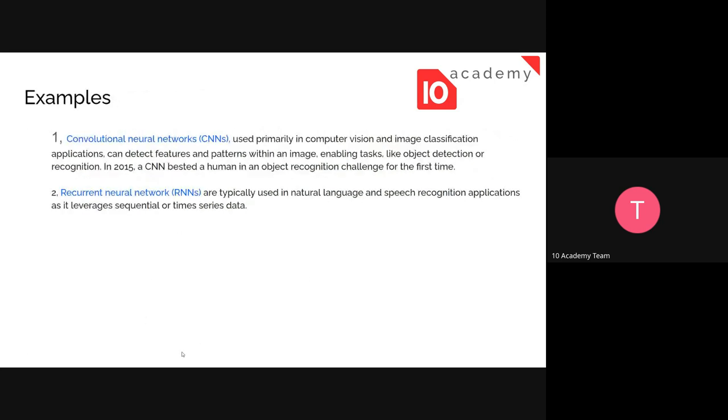If you have the main concept of neural networks, then there are types of neural networks. The first one is convolutional neural networks. They're mostly used for things related to computer vision and image classification applications. And there's the other one, the recurrent neural networks, that we are going to see. This is for natural language. It's typically used in natural language and speech recognition applications as it leverages sequential or time series data.